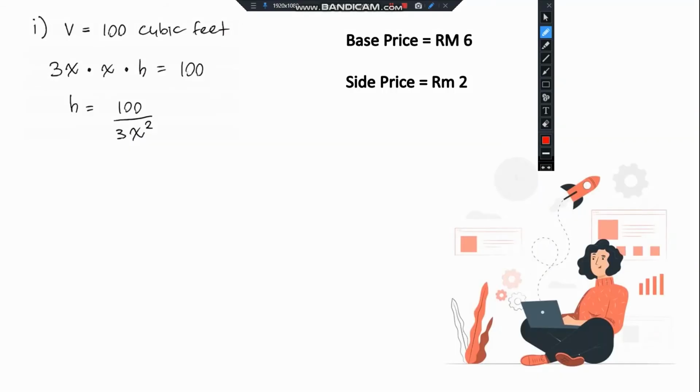For question 1, the volume given for the aquarium is 100 cubic feet. So using the rectangle volume formula, 3S times S times H equals 100 cubic feet, and then simplify it and you can get H equal to 100 over 3S squared.